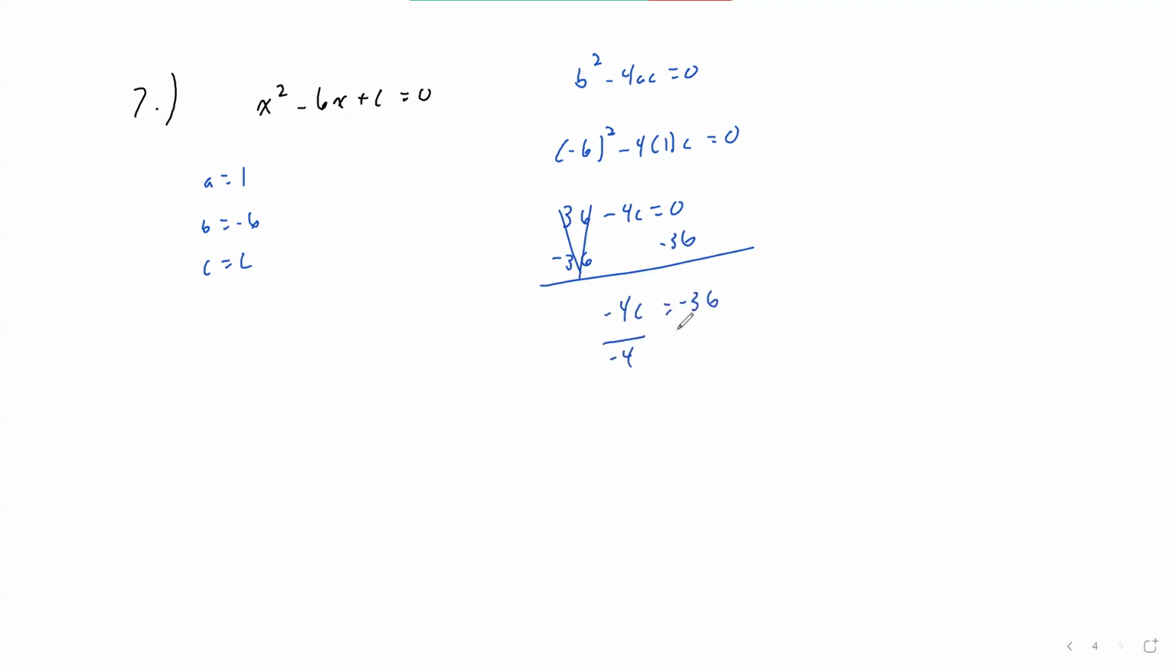And then I'll divide by negative 4. So in this case, negative 36 divided by negative 4 is 9. So if c equals 9, I will get 0 as my discriminant, which will tell me I have one real solution. All right, so let's do the same thing, but this time with the A. So on number 8, we are given ax squared minus 8x plus 1 equals 0.